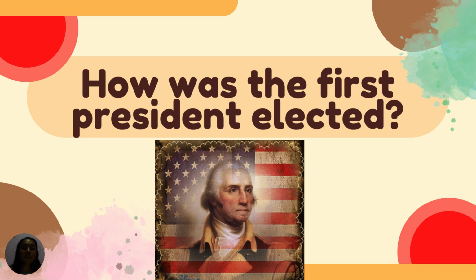In 1789, there were no official candidates. There was no campaigning for the office. There were no political parties, no nominating convention, no primary elections, and the entire election season was very short. And the major issue of the election was the Constitution itself.